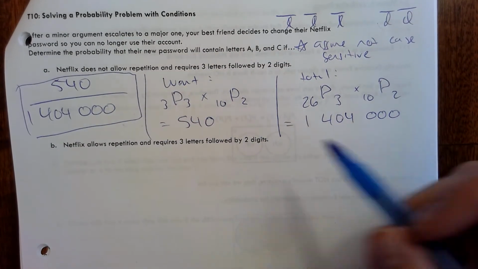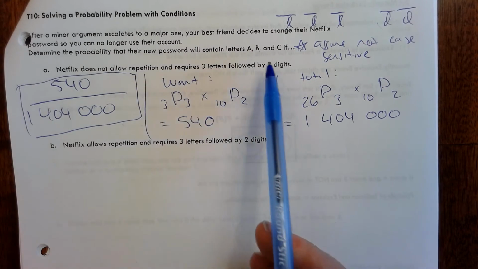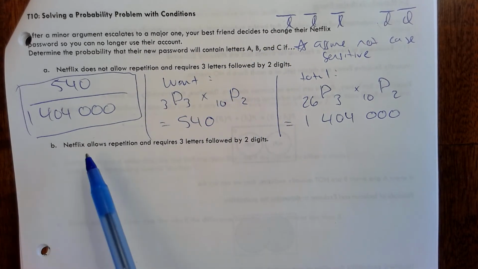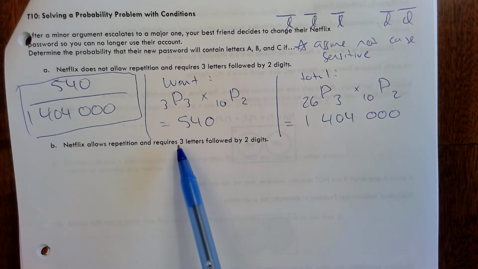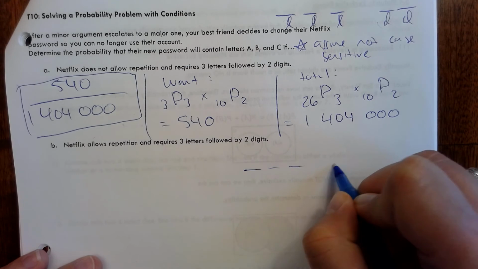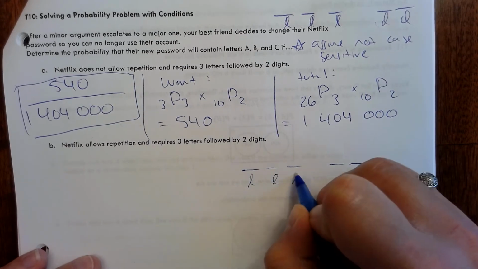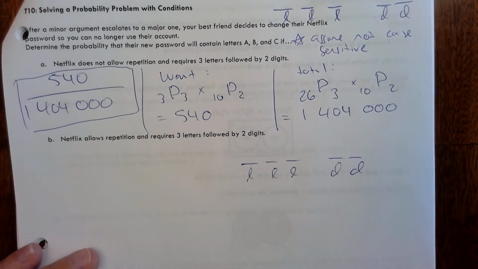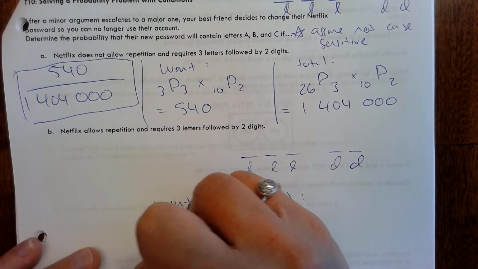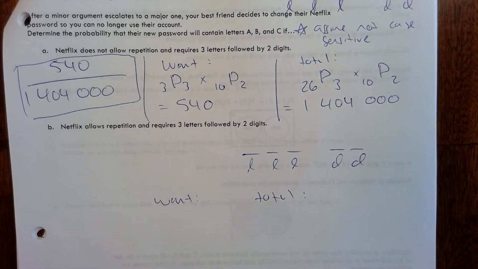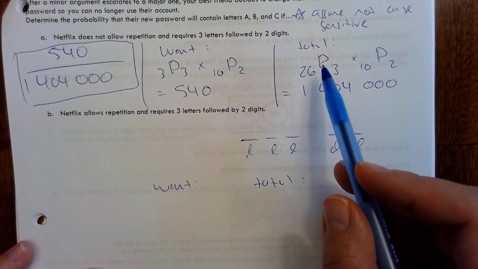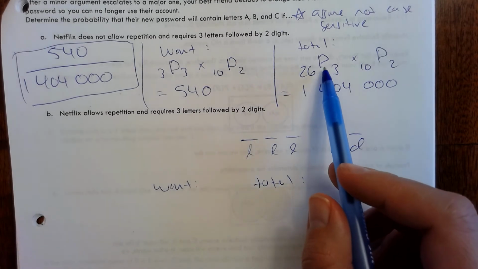Now let's make this even a little harder. This time, we still want to have A, B, and C in it, but here is the rule from Netflix. Netflix allows repetition and requires 3 letters followed by 2 digits. So still 3 letters followed by 2 digits, but we're allowed to use repetition. So let's do the total first again. This time we're allowed to use repetition, so I cannot use a permutation, because that says no repetition.